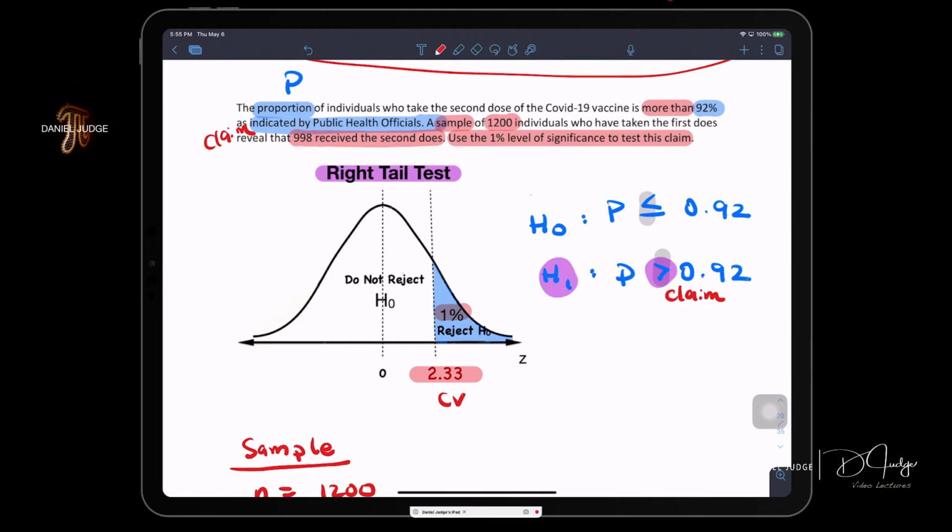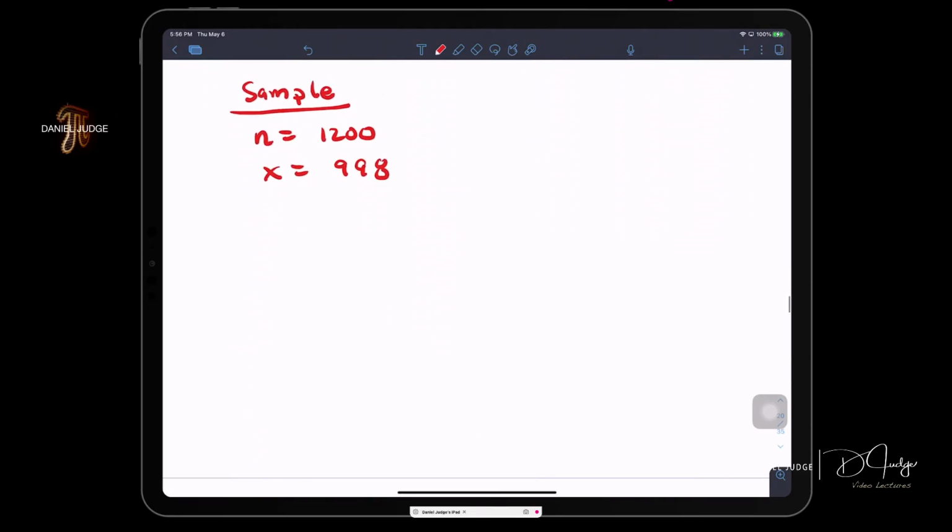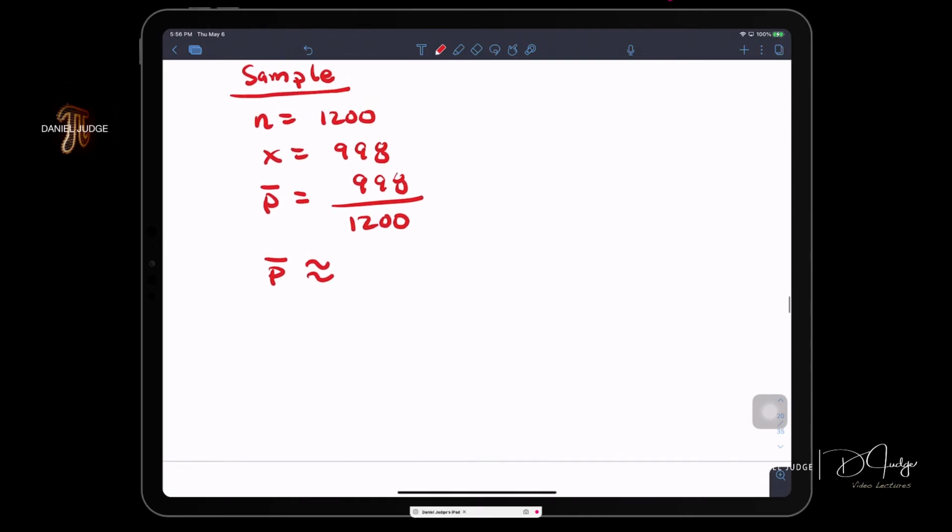Not a big deal. But evidently not everybody takes the second dose. So in this hypothesis, they're claiming 92%. I think the article I read said 93%. Anyway, we need the sample proportion, 998 over 1,200. So this sample here, let's see what the sample proportion is.